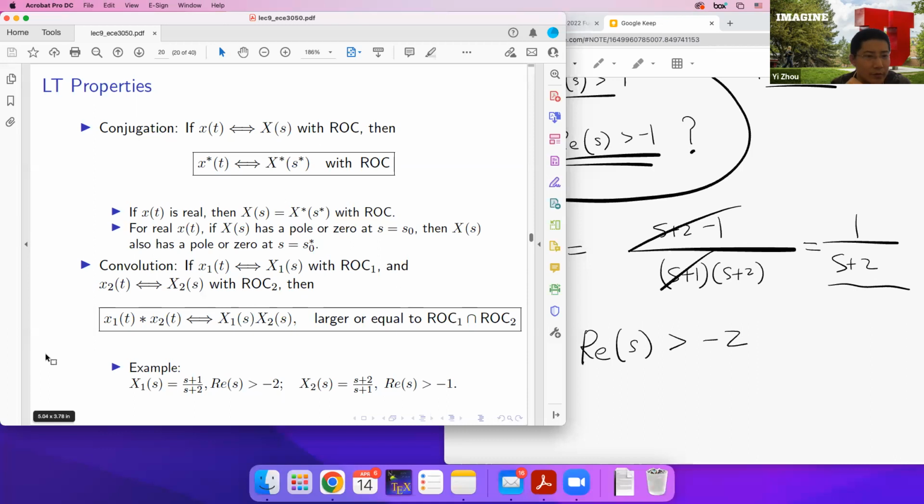Okay, I think I missed this comment from Tristan. Is the ROC of this example the intersection of ROC1 and ROC2? Yes, that is the intersection of these two. One of them will cover the other, so in the end, once you take the intersection, only this one remains.